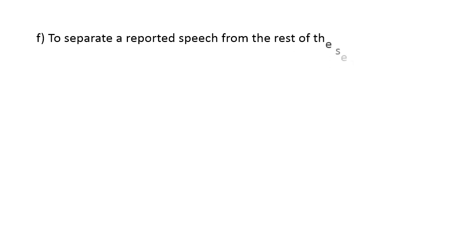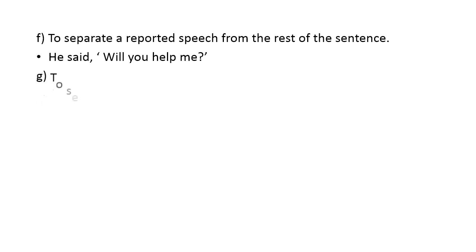Next, fifth one, to separate a reported speech from the rest of the sentence. Let's read an example for this. He said, will you help me? So this is what I think you people have done in direct and indirect speech. Whenever we are changing from direct, always a direct sentence has a comma after he said, she said, Ram said. So to separate a reported speech from the rest of the sentence, we separate it by a comma, right? Moving to the next one.